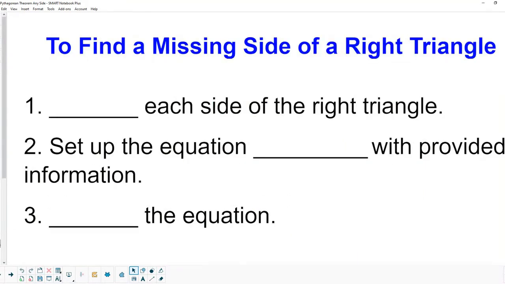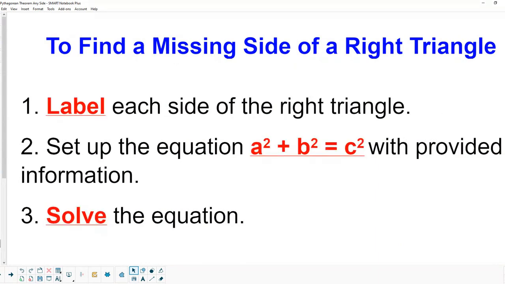So here are the procedures. Fill in your guided notes with this information, please. Label each side of the right triangle. Set up the equation a squared plus b squared equals c squared with the provided information, and then solve the equation.